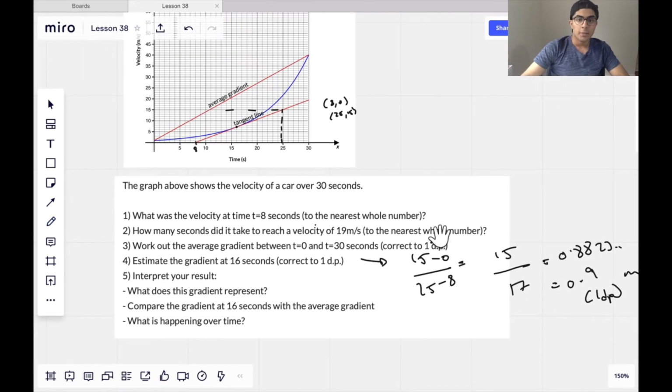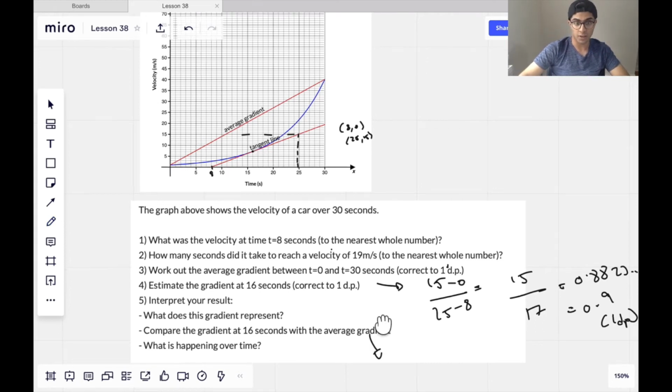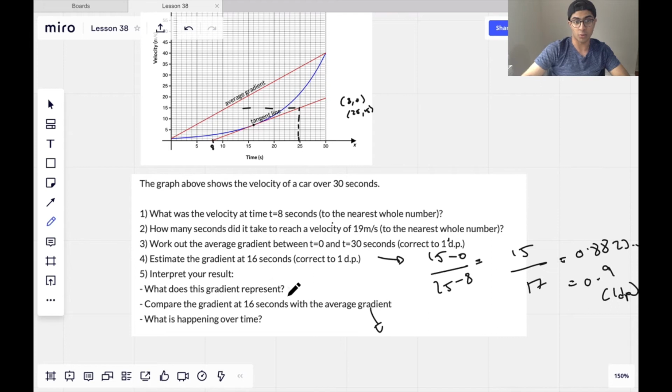So again, what does the tangent at 16 represent? Well, that's the gradient exactly when time equals 16, and the gradient here is the acceleration, right? So that means that's the instantaneous acceleration at t equals 16. So that's what you say. You compare: what does the gradient represent? We know it's acceleration, and at t equals 16, that's the acceleration at time equals 16.